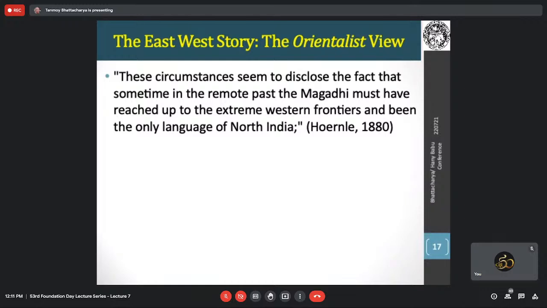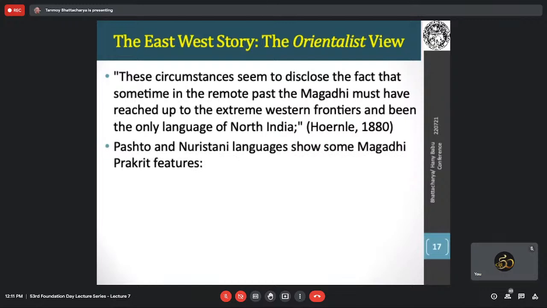So Hoernle further on says, these circumstances seem to disclose the fact that sometime in the remote past, the Magadhi must have reached up to the extreme western frontiers and been the only language of North India. And now this is not only one kind of quotation or idea. This appears again and again in various texts. Again, I don't have time to look at everything and show you everything, but I'll give you an idea.